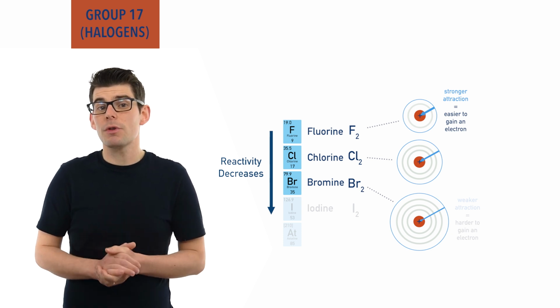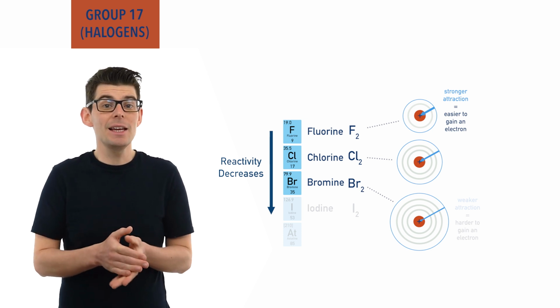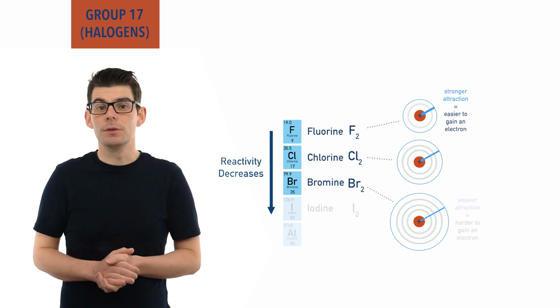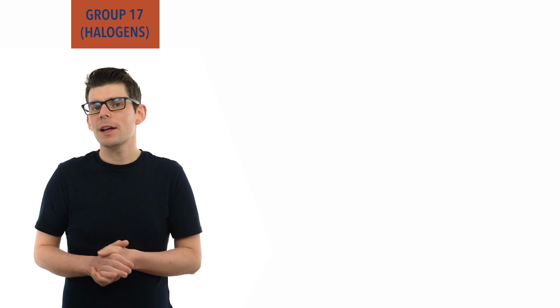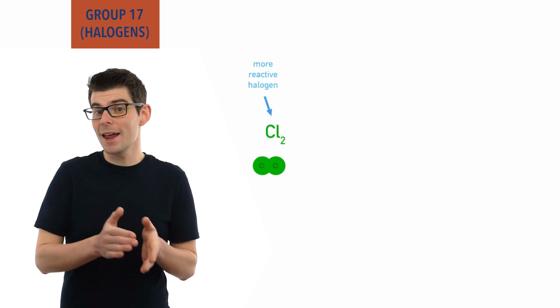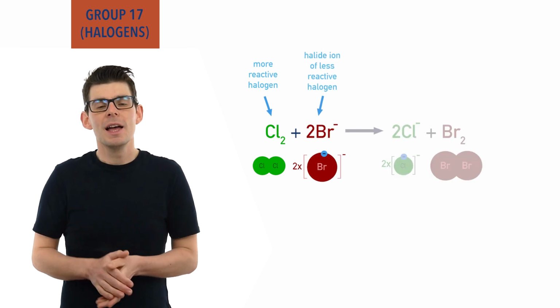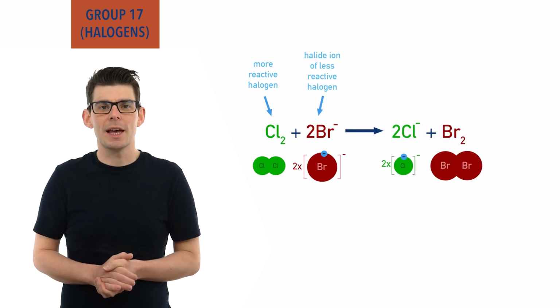We can see this trend in reactivity with reactions between the halogen atoms and halide ions of different halogens. More reactive halogen atoms are able to force the halide ions of less reactive halogens to give up their extra electron and become halogen molecules again.